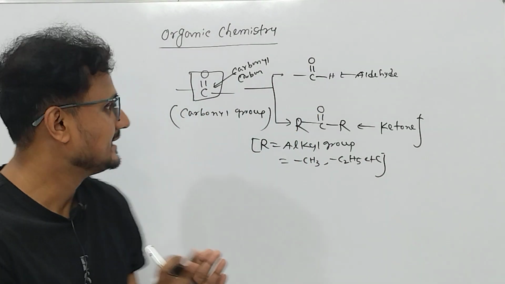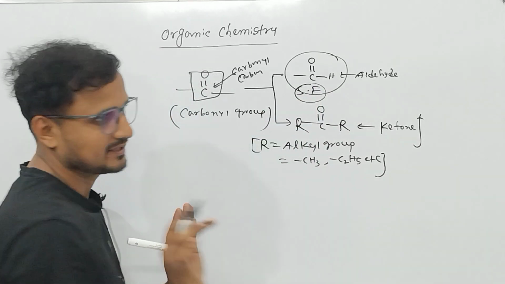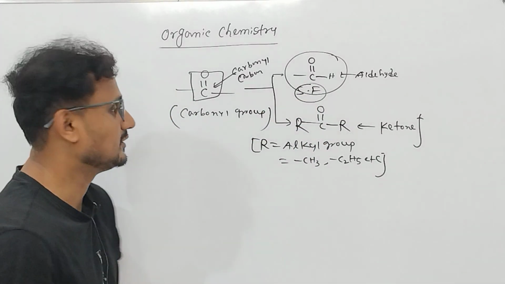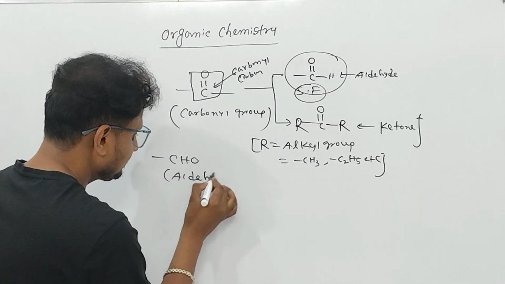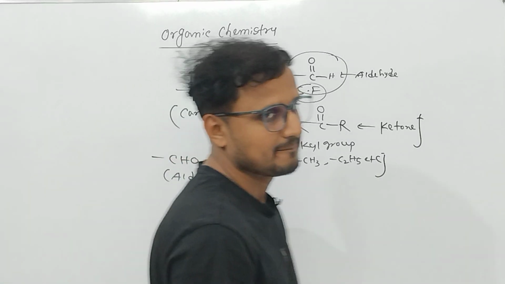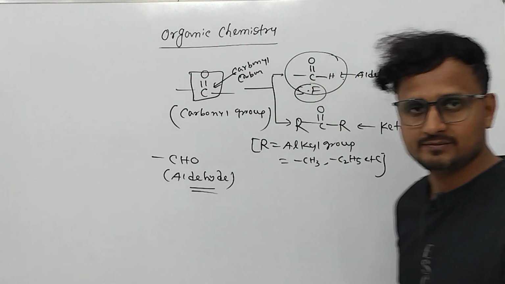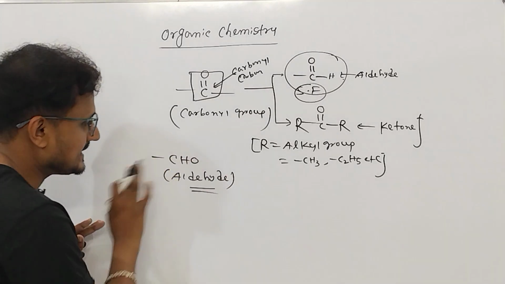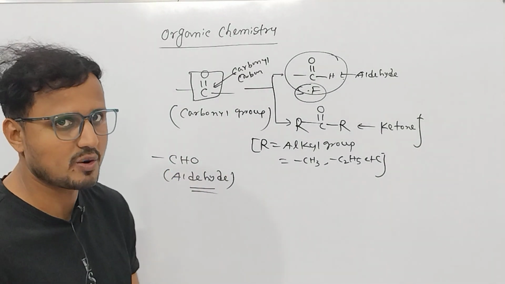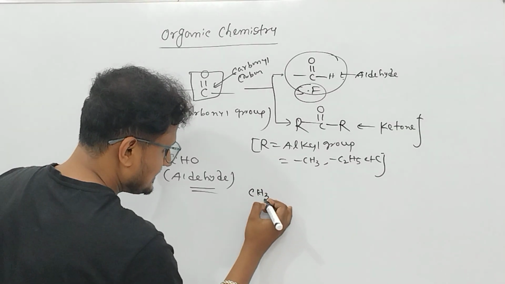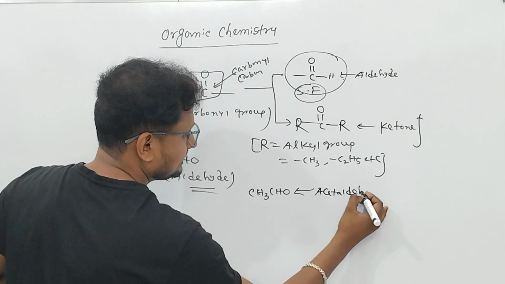The aldehyde is there. Now we have learned the structural formula of the aldehyde. This is the structural formula. You have to know the condensed formula also. CHO is the condensed formula of the aldehyde. The structural formula is C double bond O and H. Now we can take some examples of aldehyde compounds, with common names. CH3CHO is called acetaldehyde.